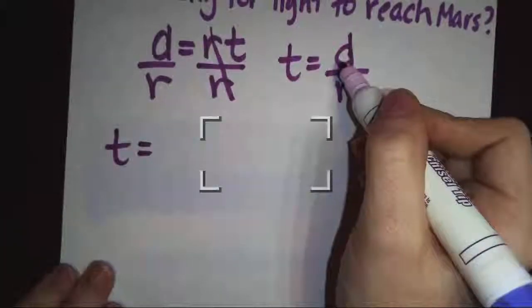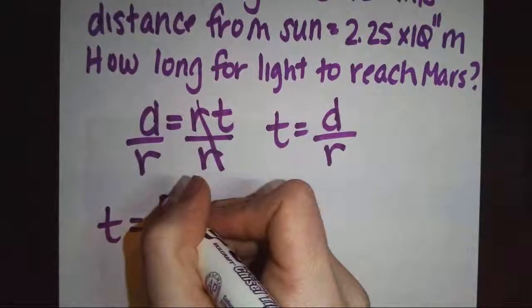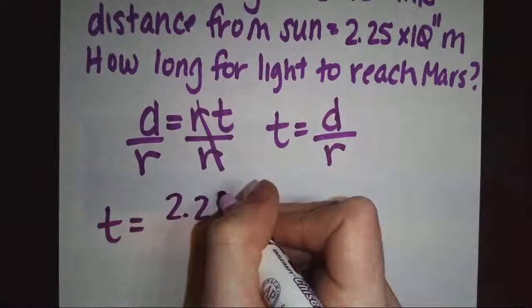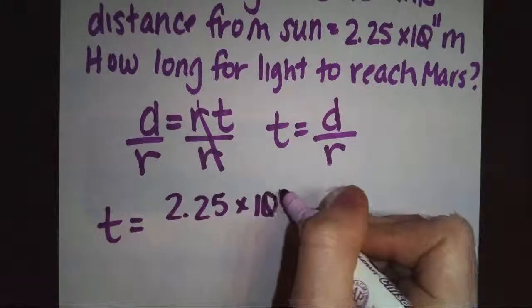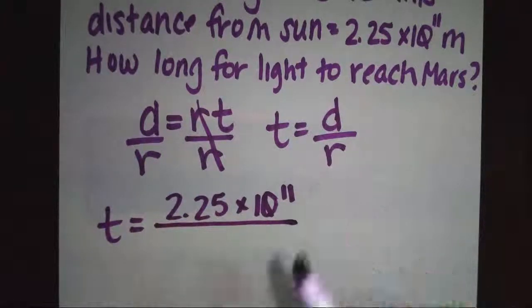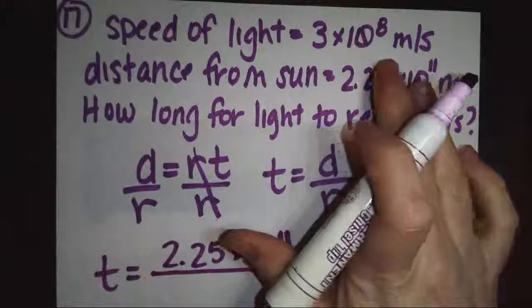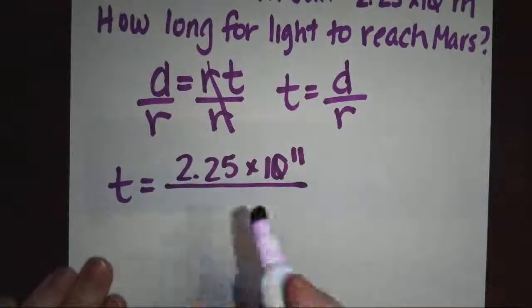Now the distance from Mars to the sun, as we just read, is 2.25 times 10 to the 11th meters. And we want to divide that by the rate or the speed at which that light is moving, which up here is 3 times 10 to the 8th meters per second.